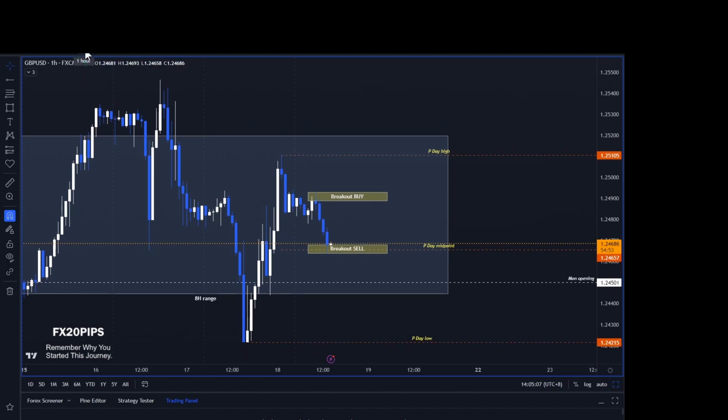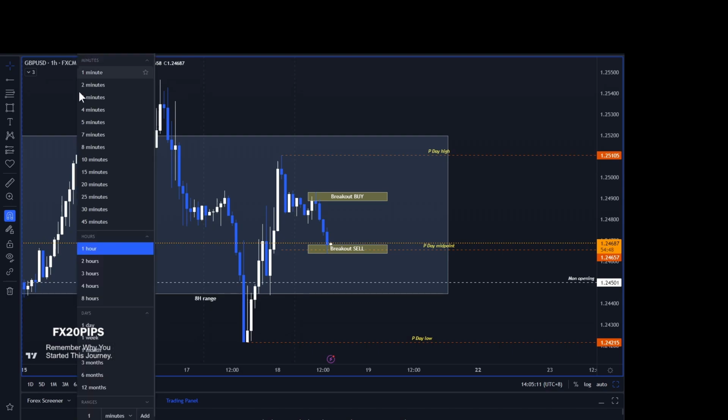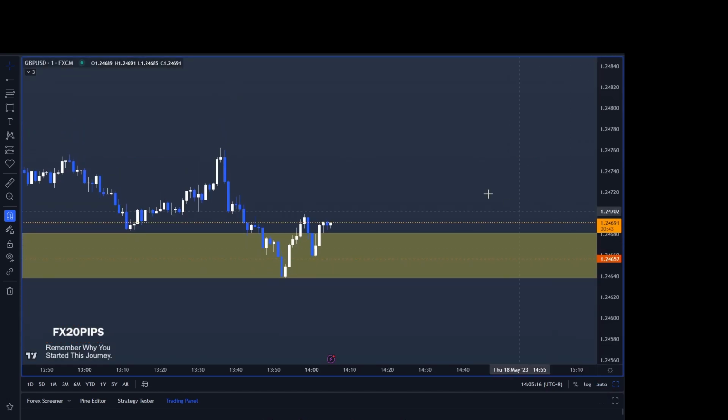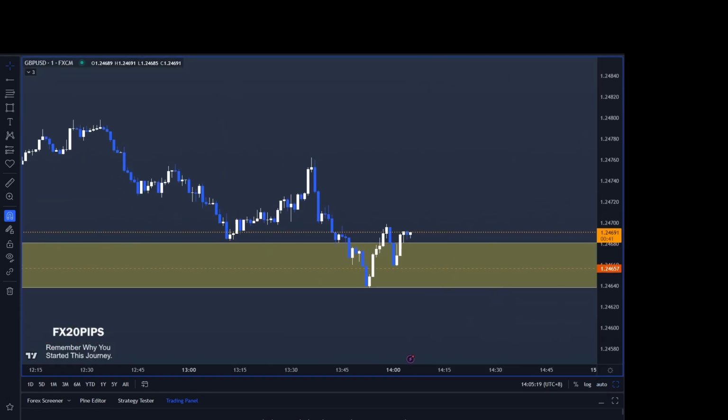Let's go back to the 8 hours. Nothing much to show here in the lower time frame. Let's take a quick look at the 1 minute and see what's going on. Now, this is a downtrend. What is this? This is a bullish candle, and it crossed above this level. So this is the first sign of bullishness.